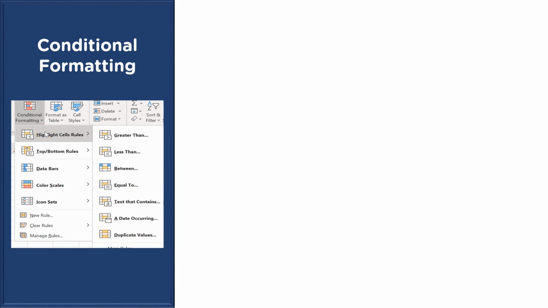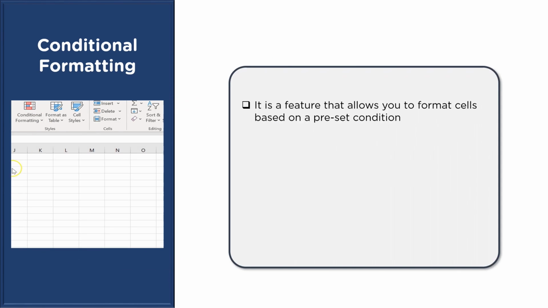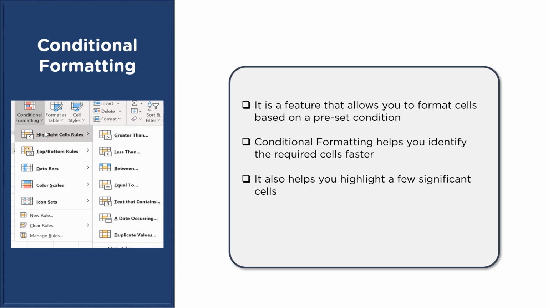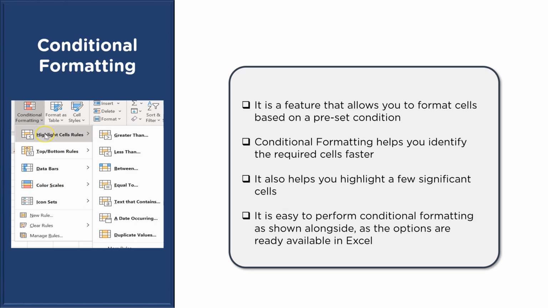It's easy to use as it is shown here, and with your conditional formatting, you can format cells based on a preset condition. You can perform conditional formatting to identify cells. You can highlight a few significant cells, and you can easily perform conditional formatting as shown on the left side. Now, how do we work with conditional formatting? Let's have a quick look.